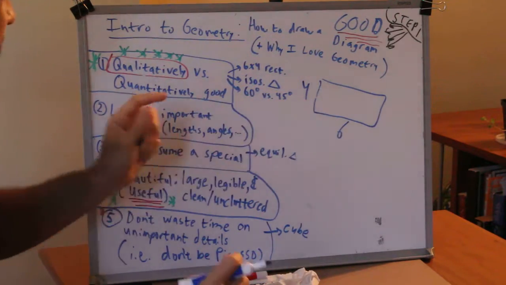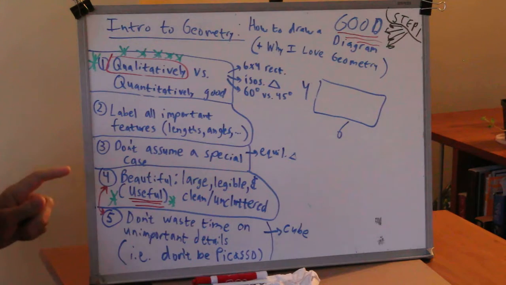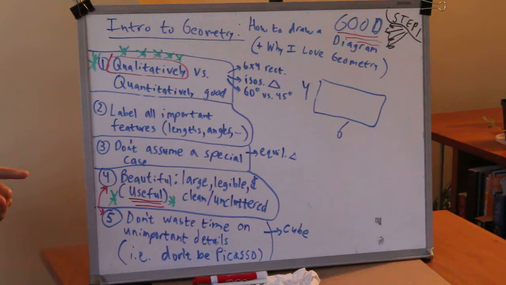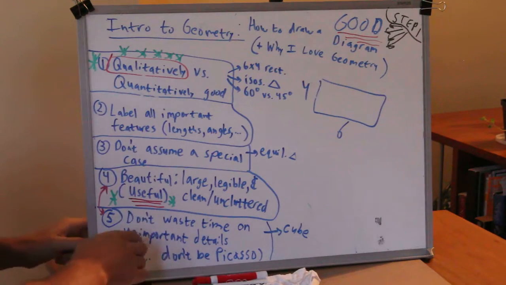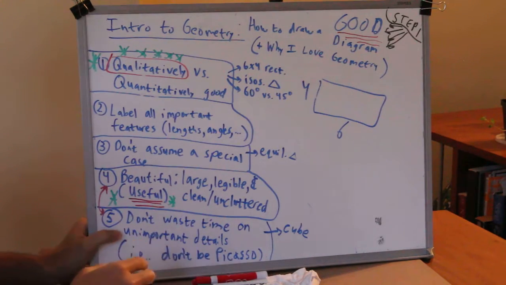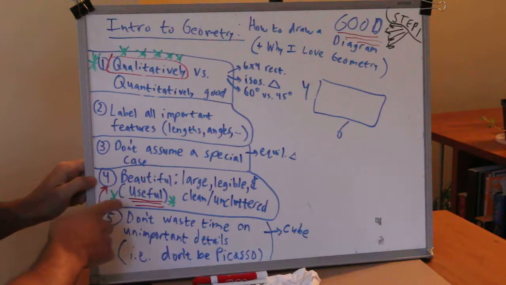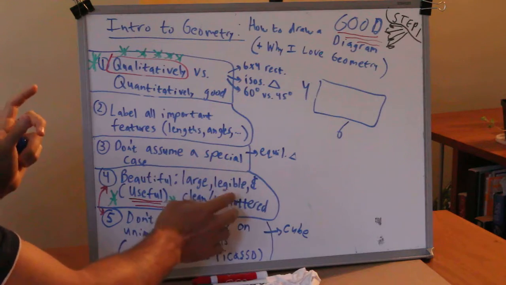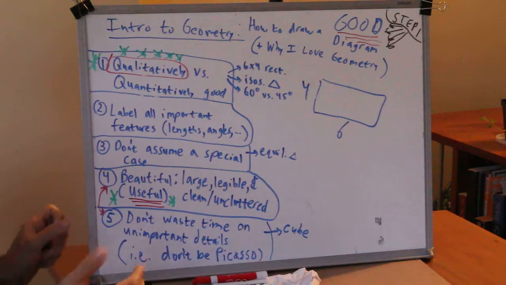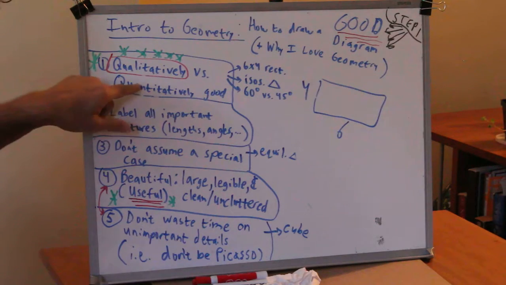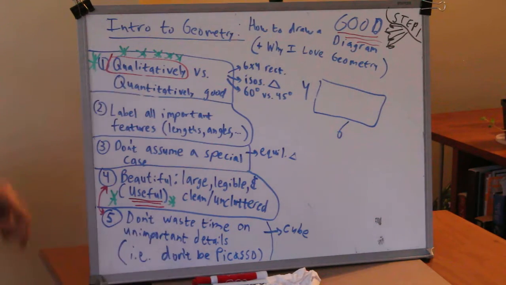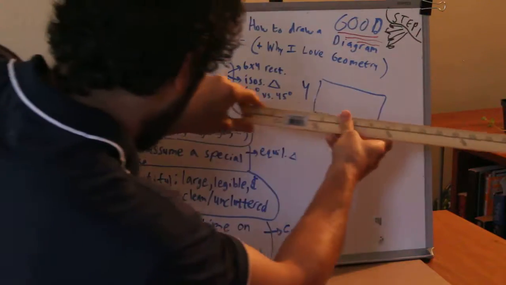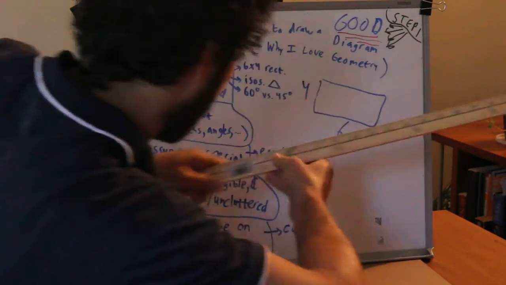Now here's what you don't want to do, and let's jump ahead to point number 5. So we're going to sort of be hitting on all these points. You don't want to waste your time on unimportant details. So in point 4, you want your diagram to be beautiful, large, legible, and clean and uncluttered, but you don't want to be an artist. So don't be Picasso. So, it doesn't have to be quantitatively good, which is sort of related to this point. So don't take out your little ruler and say, wait, hold on, this is not exactly 6 inches.